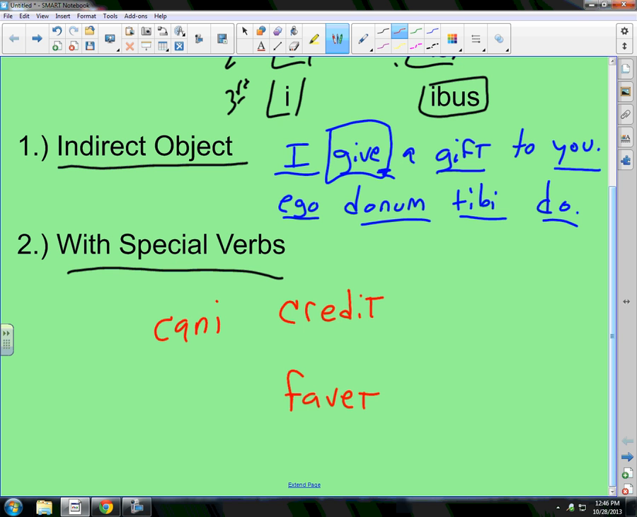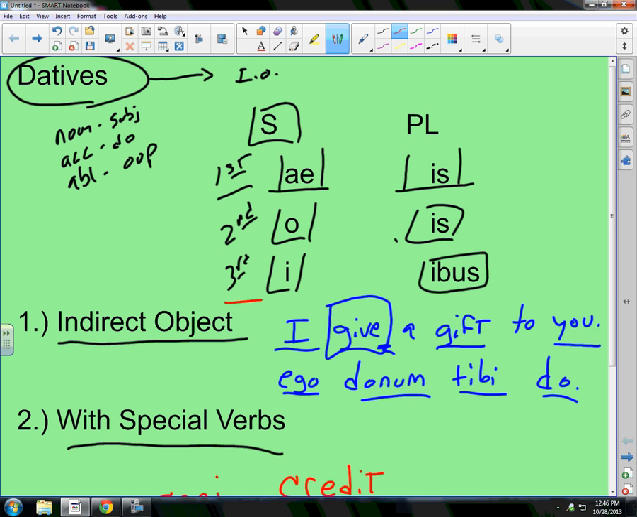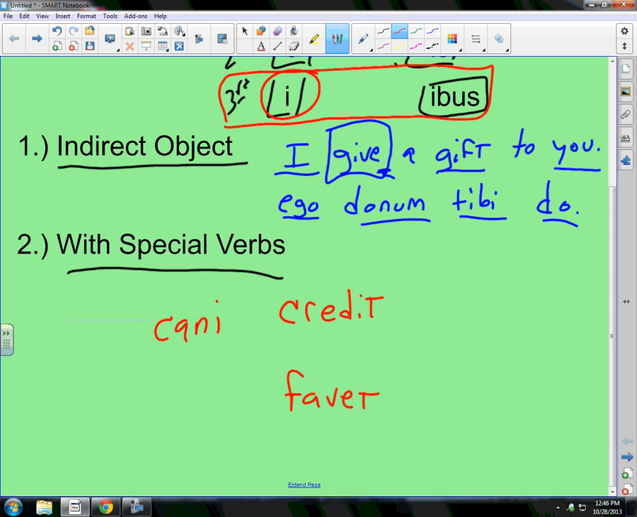If I move back up here, we have a third declension word. There's that I that we're looking for. And that's why the I is here. Now, same thing with favet. If I support someone, let's say I support my father, I don't support him in the accusative. That's just not what we do with these two words. We're going to use the dative instead.